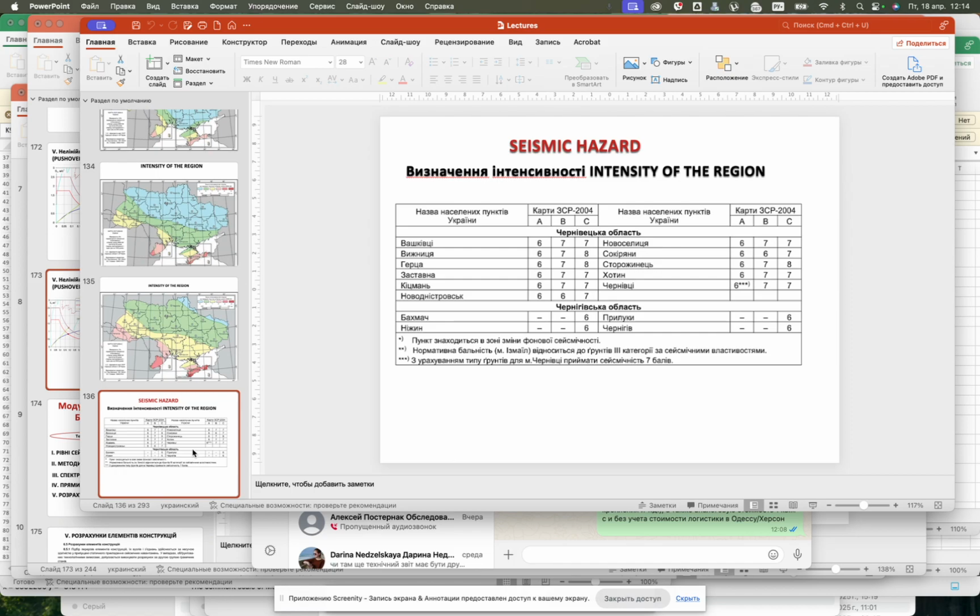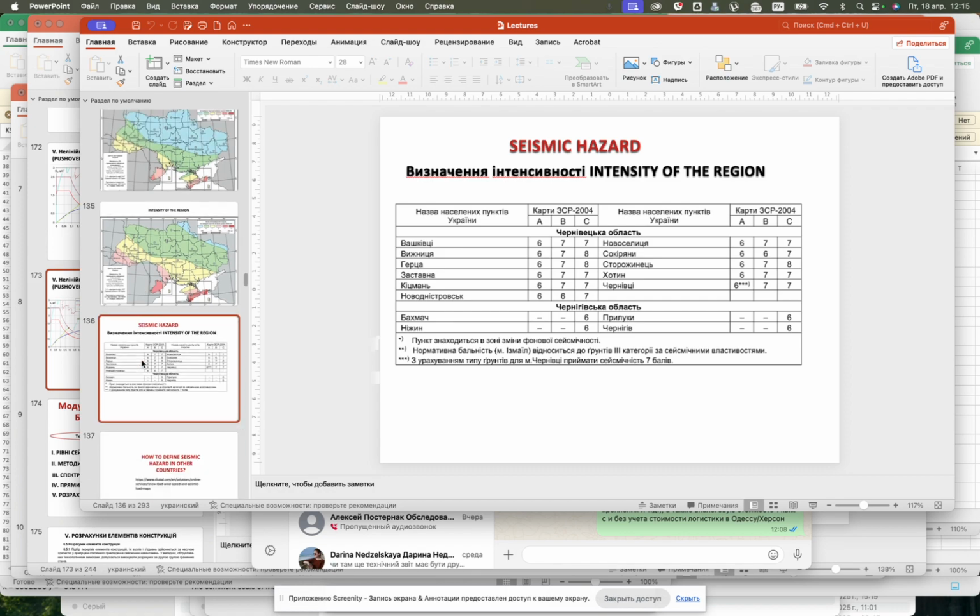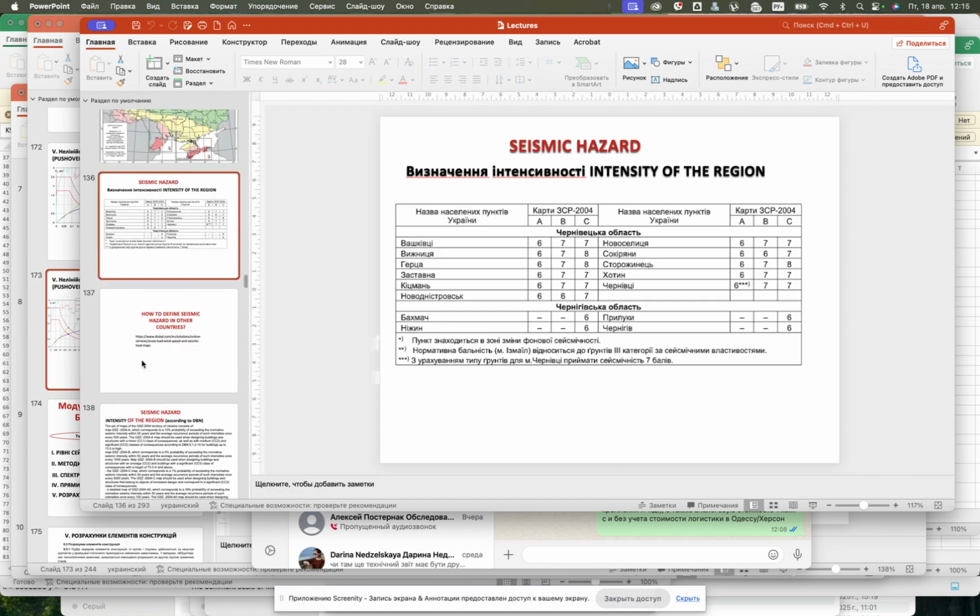For example, when we're considering map A, we are talking about the strongest earthquake once per 500 years. When we are talking about map B, in this case, we have to consider the strongest earthquake once per 1,000 years. And when we're talking about map C, it is the strongest earthquake once per 5,000 years.